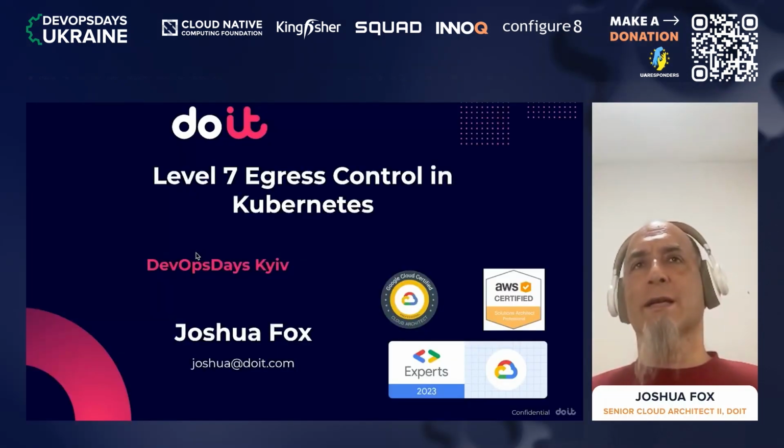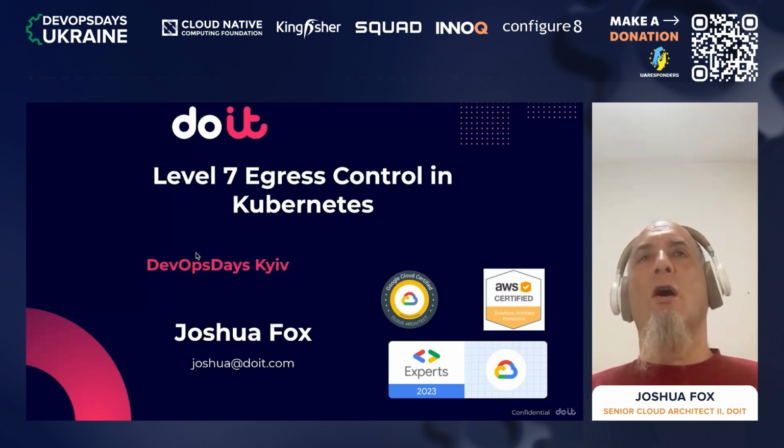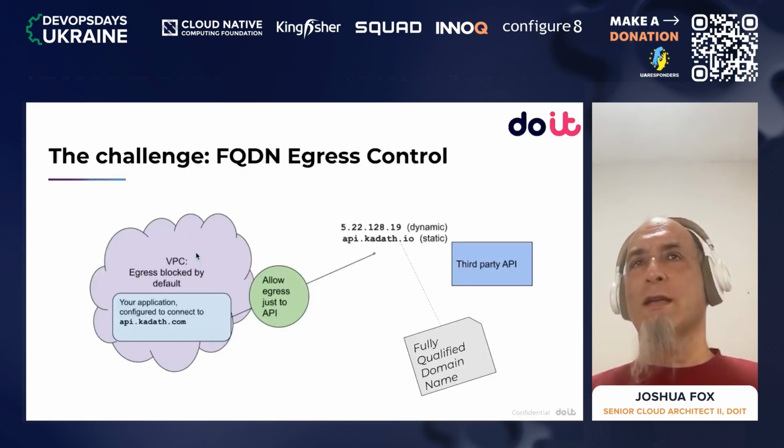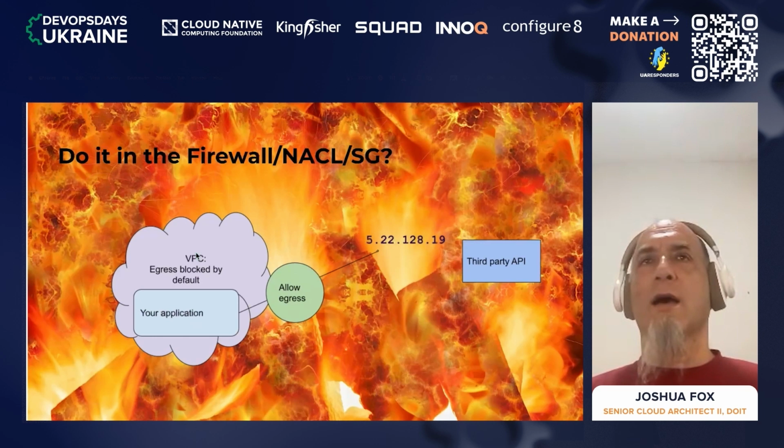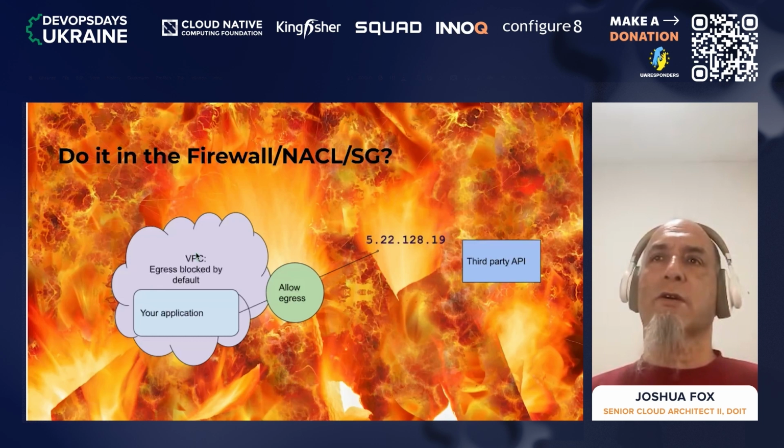I'm Joshua Fox. I'm a senior cloud architect at Do It International. And I'm delighted to be speaking to you today at DevOps Days Kiev on level 7 egress control in Kubernetes. The challenge is to fully lock up your application in a virtual private cloud and not allow any traffic inbound or outbound except where needed, for example, to a specific domain, api.cadf.io. Can you do this in the firewall or network access control list or in a security group by defining the IP address to which access is permitted?